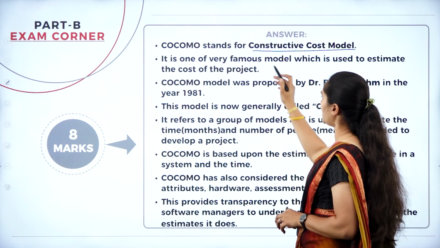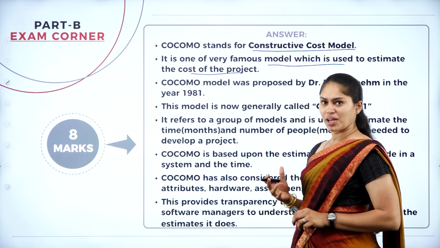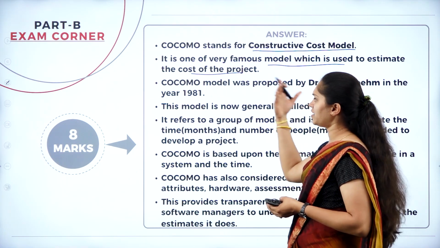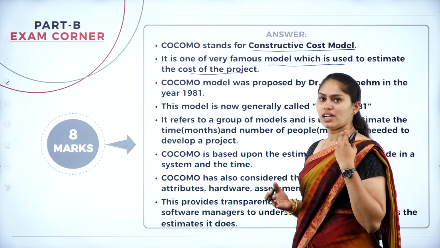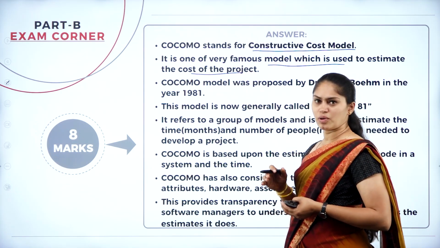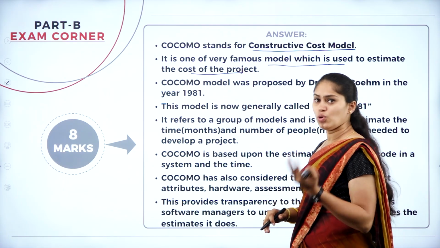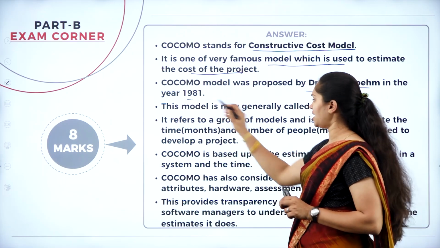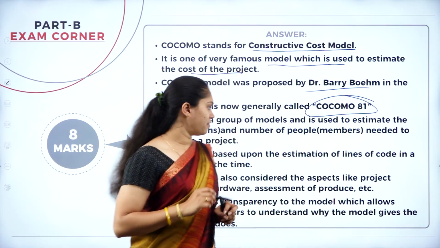It is one of the very famous models which is mainly used to estimate the cost of a project. Also you can get a question like what are the different methods, or different models, we have to find the cost estimation of a project. There we have the Delphi model and the Cocomo model. Who invented this Cocomo model? Barry Boehm, in the year 1981. That's why it's also considered the Cocomo 81 model.